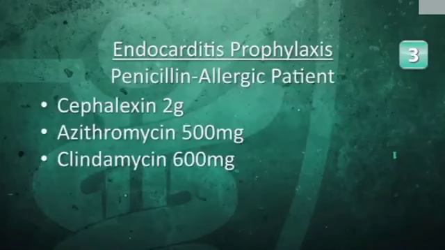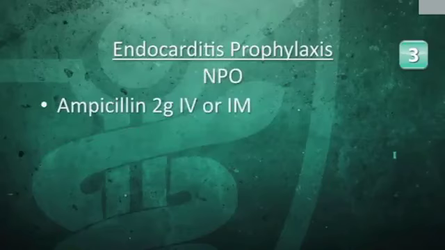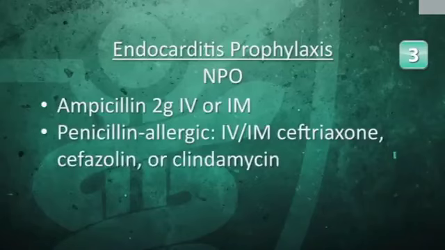If you have a penicillin allergic patient, then you could use cephalexin, and you can use 2 grams, or azithromycin, 500 milligrams, or clindamycin, 600 milligrams. In patients who can't take oral medications, you can use ampicillin, 2 grams IV or IM. Penicillin allergic patients may be given IV or IM ceftriaxone, cefazolin, or clindamycin.